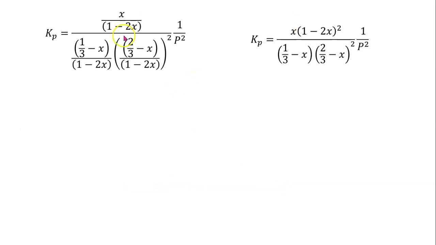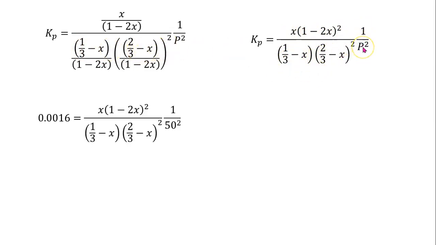Now if we simplify this equation, the 2X and 2X will cancel out, so we'll get Kp is equal to X into (1 minus 2X) square, then (1/3 minus X) and (2/3 minus X) whole square, and 1 by P square. Now we put the Kp value 0.0016 and the P value 50 atm.